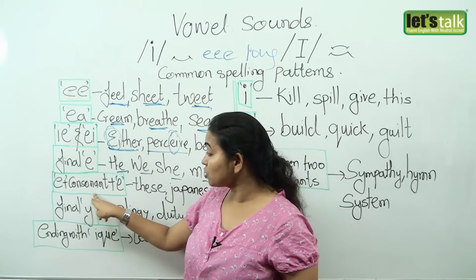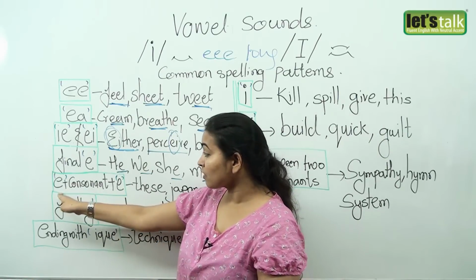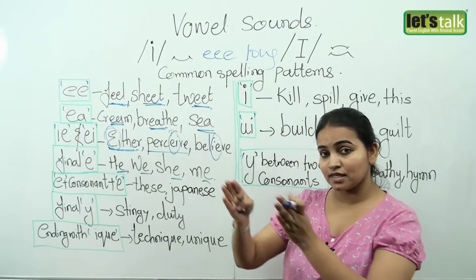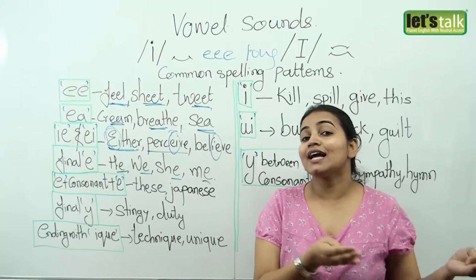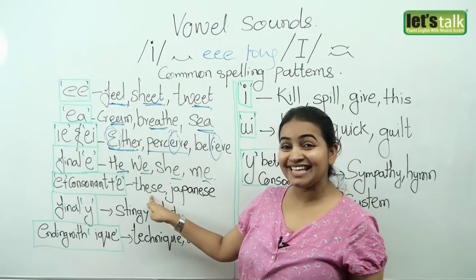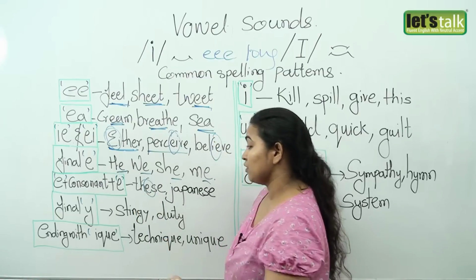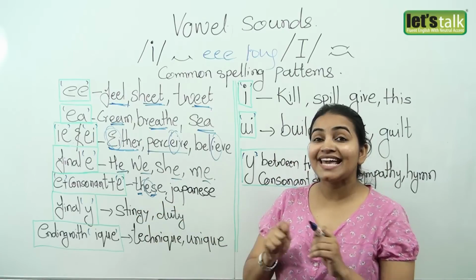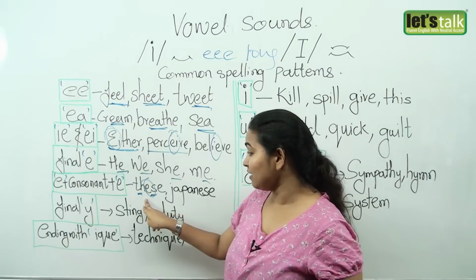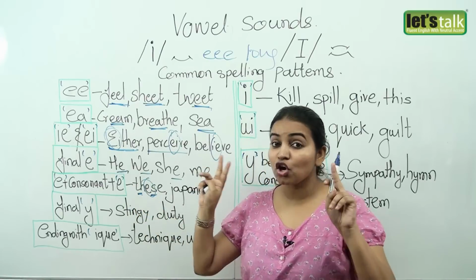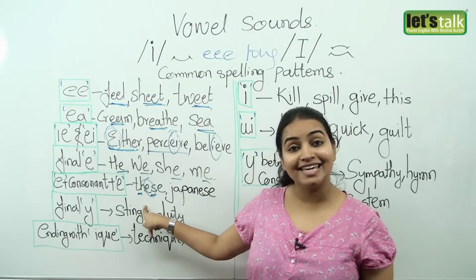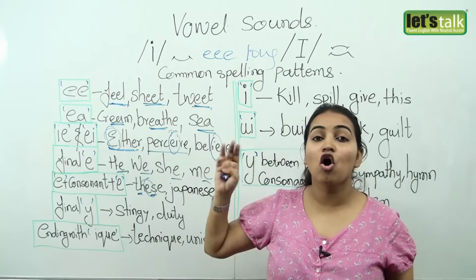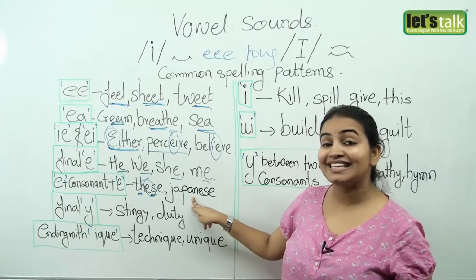Then you have words which have an E, a consonant, and again followed with an E. So it is an E, a consonant, and another E. For example, these. It has consonants on either side. So you have an E and you have an H and an S, which are two consonants on either side of the E, the word producing the long E sound. And you have Japanese.